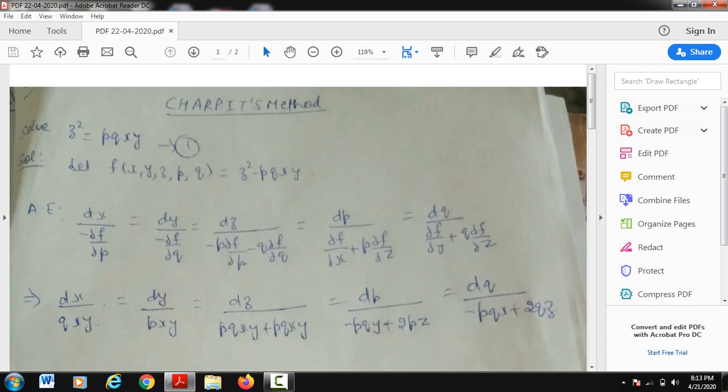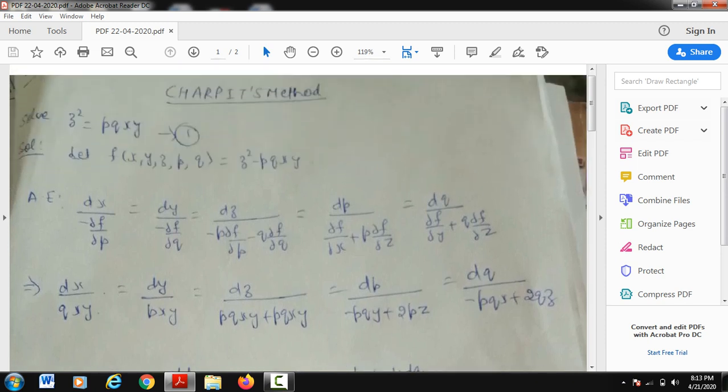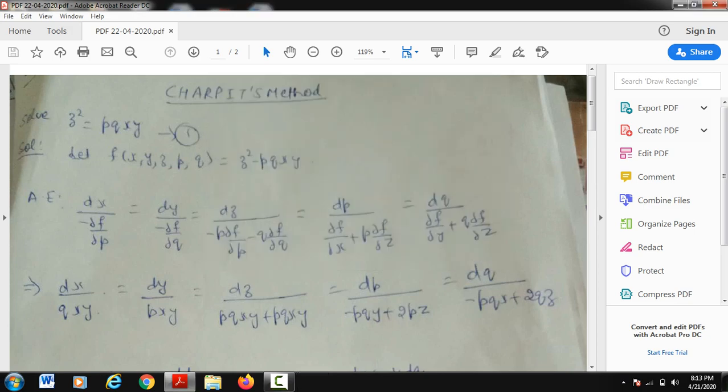You must learn these auxiliary equations, then you will be able to learn the method. Okay students? Okay, then I will tell you how I have written all these factors. First of all, we have curly f for curly p, which means we have to write the partial derivative of f with respect to p.